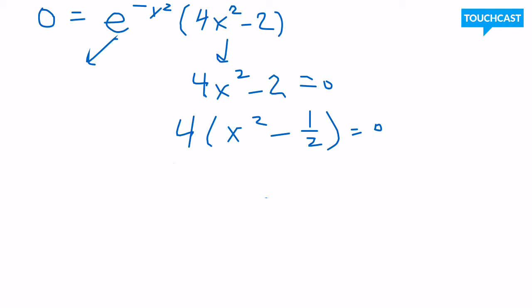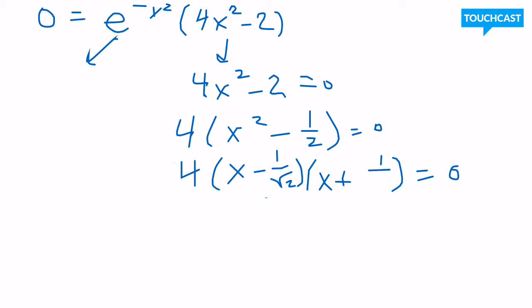And this you can actually factor as a difference of squares, even though probably in your Algebra 1 class you were told this wasn't a difference of squares, because 1/2 isn't a perfect square. This is x minus the square root of 1/2, which is 1 over square root of 2, and x plus 1 over square root of 2.